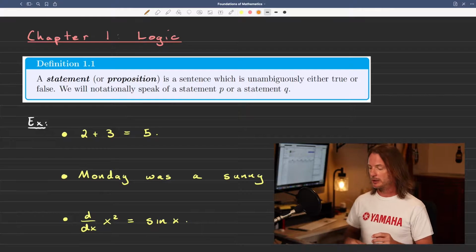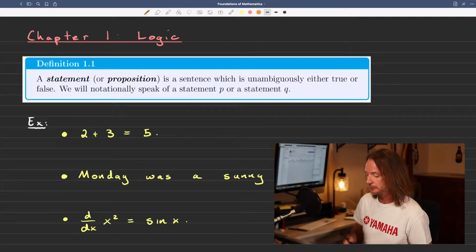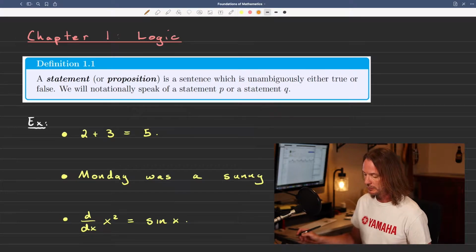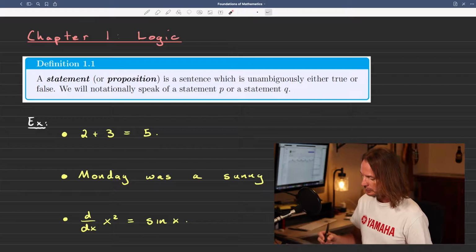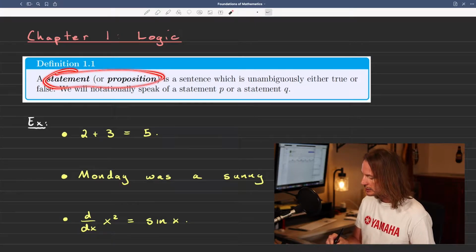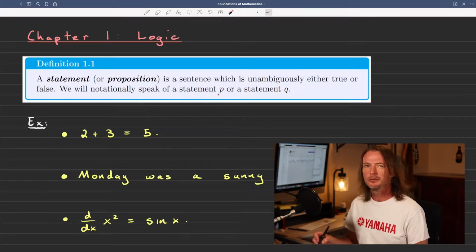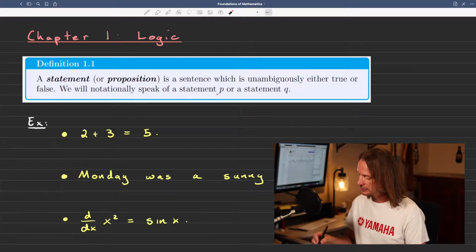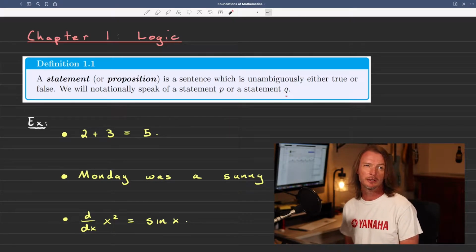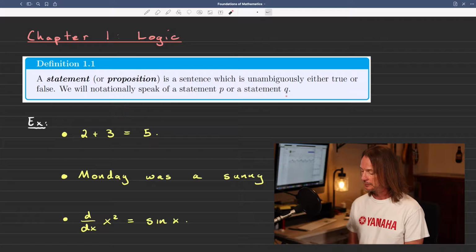So let's just jump right in and start with the most fundamental thing, which is statements. So a statement or proposition is just a sentence which is unambiguously either true or false. And as a notational convention, we're going to use variables to refer to statements. Like we might use a P or a Q or some other, usually lowercase letters, although we may use uppercase letters sometimes.